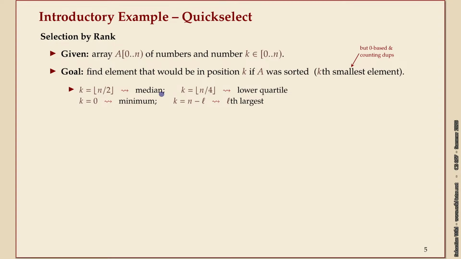The special case that we'll focus on is k equals n/2, where we're looking for the median element. So the element where half of the input is smaller and half of the input is larger.